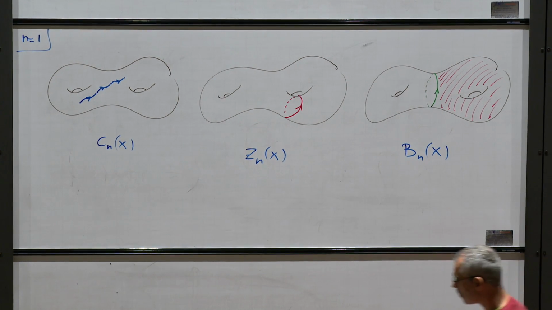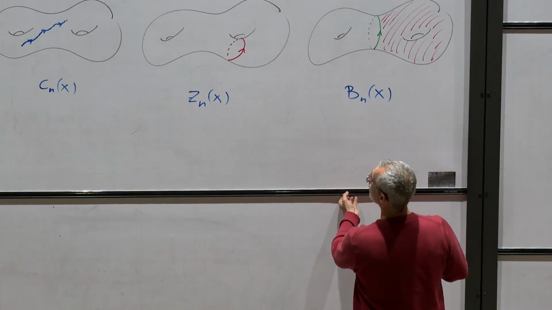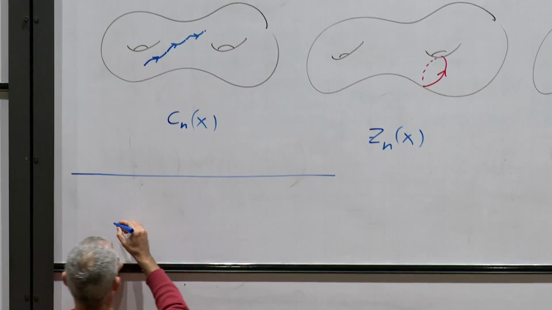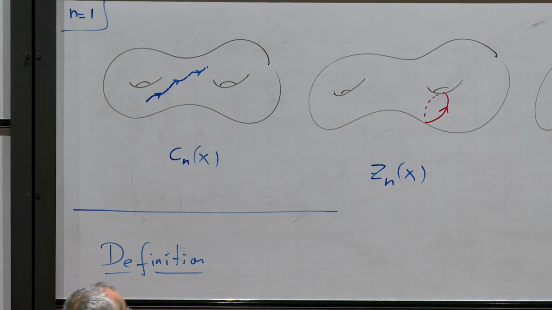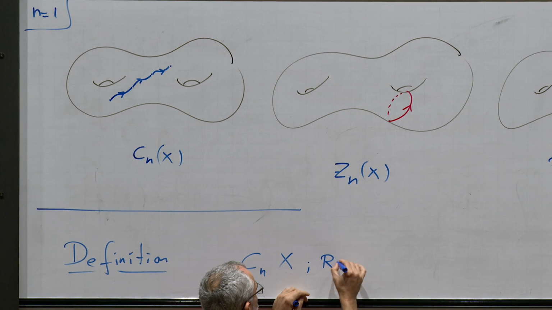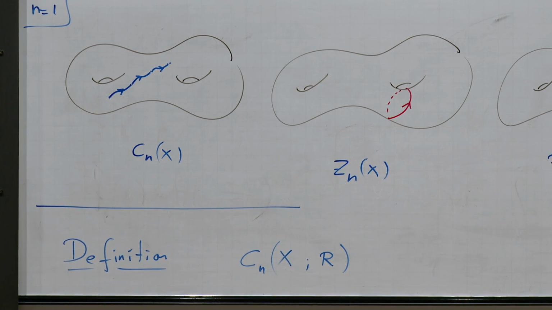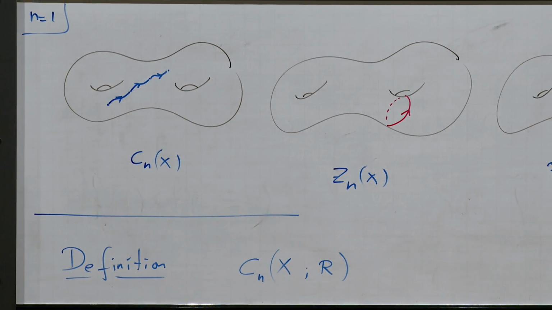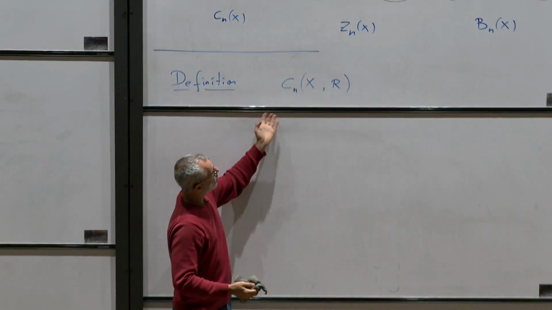Let's define them. We'll start with this. The n chains on some topological space X with coefficients in some abelian group, which I call R. The reason I call it R is that in most cases, the type of things that you want to use are going to be rings. That's actually not needed. You can use any abelian group. But in practice, what you end up using is a ring. And so I use the letter R.